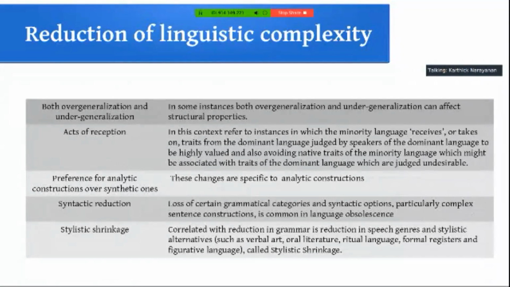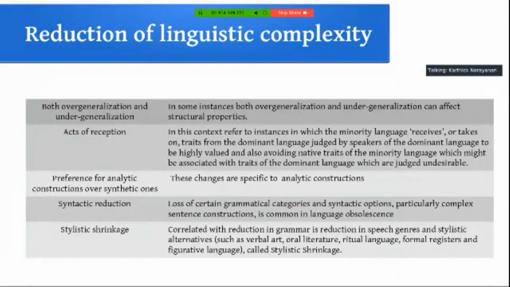In the context of a minority language, we receive certain things from the dominant language, and then we use them in our own language. This is very common in most of the languages that are associated with this. People don't want to be judged by the dominant speakers, so they try to mimic the dominant speakers more and more in their speech forms. This is called the act of reception. Again, it has been well described in a lot of languages.